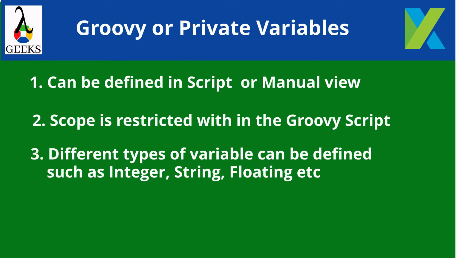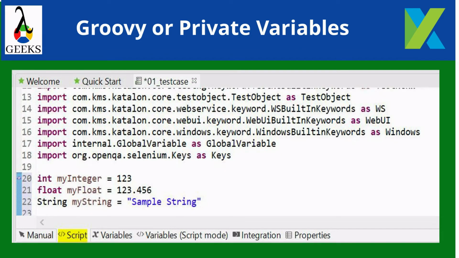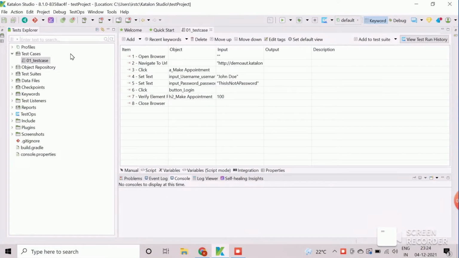We will now show a demonstration to define and use Groovy variables in a Katalon test case. We will work with the Groovy variables in this existing test case. In this test case, hard-coded test data are used for the input fields: application URL, username, password, and the timeout. We will replace these hard-coded values with newly created Groovy variables. Let's see how we can do this.